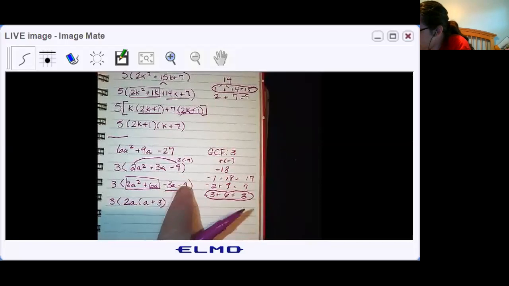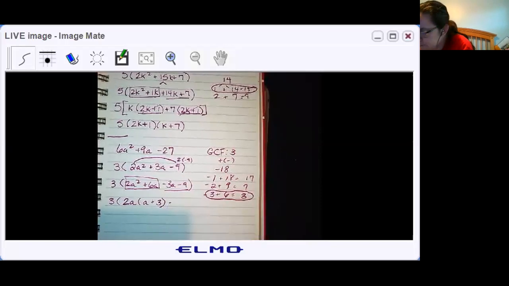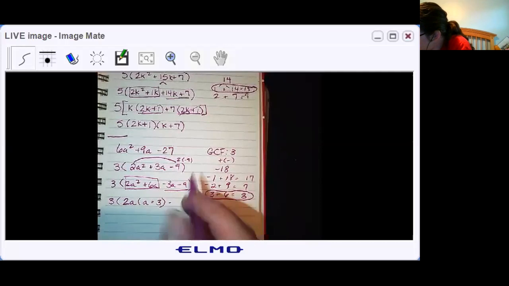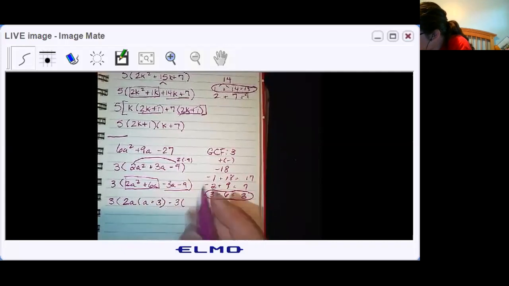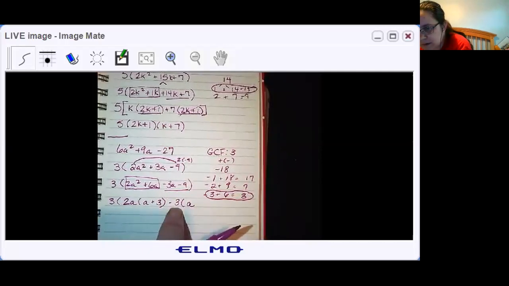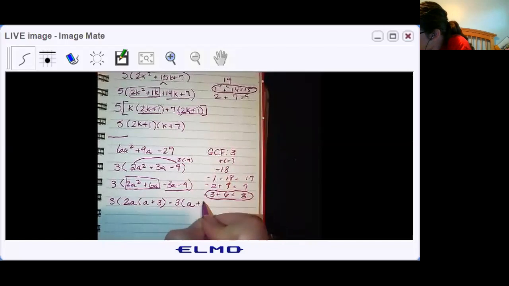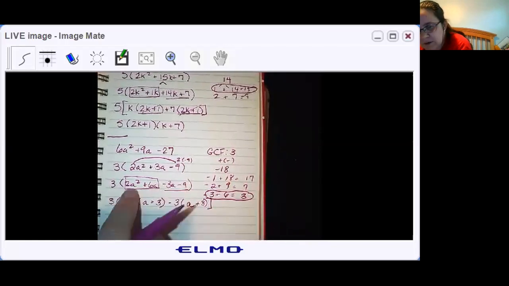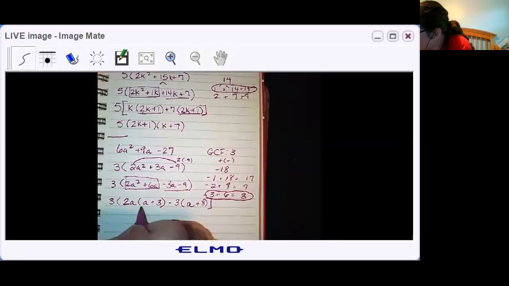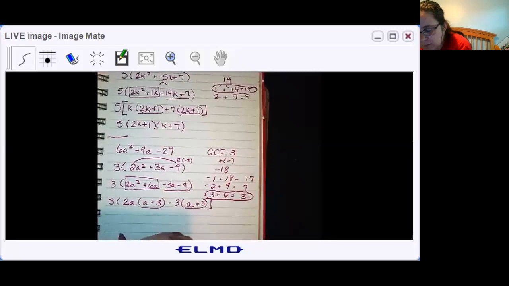Well, both of these are negative, so I could go ahead and take out a negative. 9 can be divided by 3. So negative 3a divided by negative 3 is a. Negative 9 divided by negative 3 is positive 3. Now that I've broken down my two pieces, I'll look at this answer, and I'll notice that I have a plus 3 in both of these.